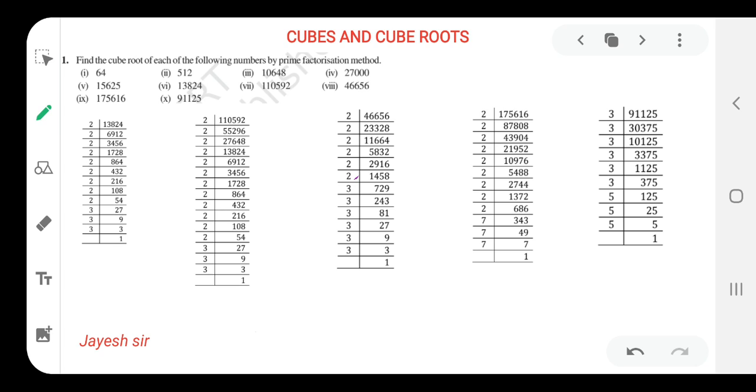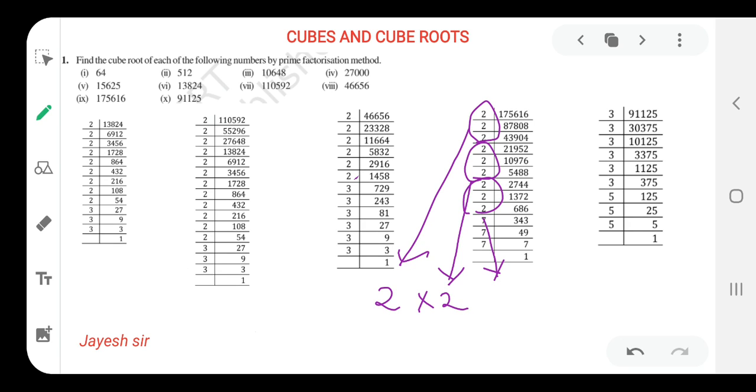The number is 1,75,616. Now we will make the group of 3 numbers. So one group would be of 2. So the group of 2 we are forming over here. This is 2. Again the group of 2 we can form over here is like this, multiplied by 2. Again the group of 2 we can form. In this way we will do. The same thing we need to keep on following. Again the group of 7 we can do over here.